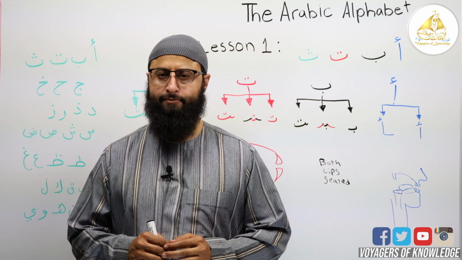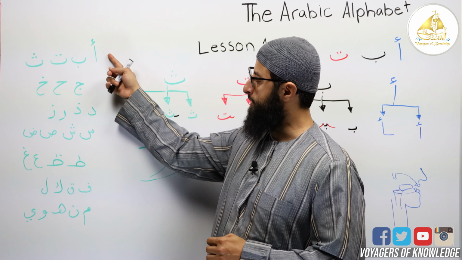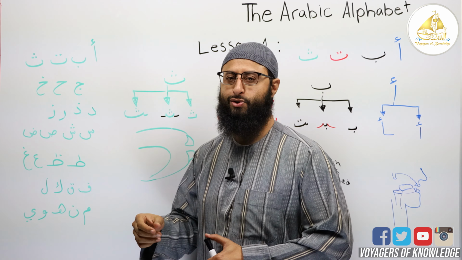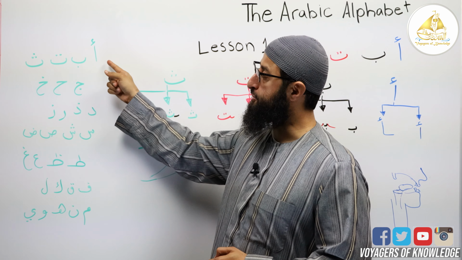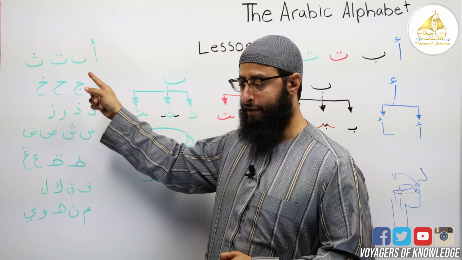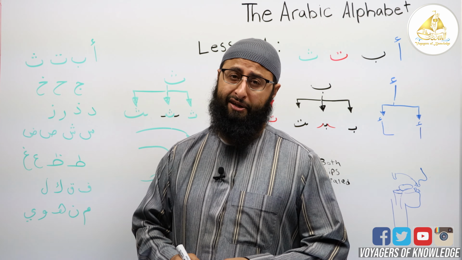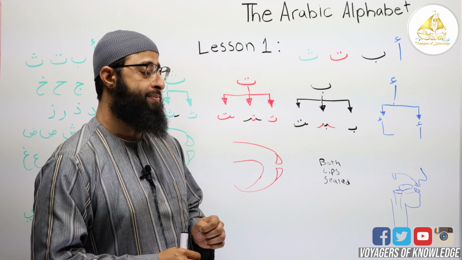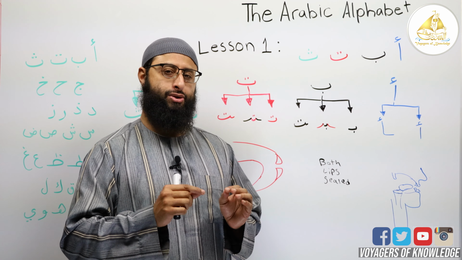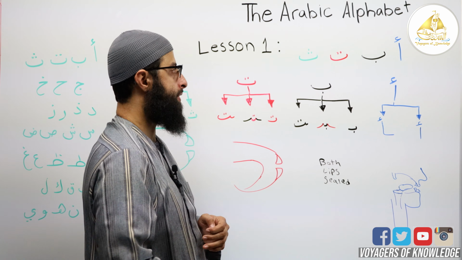Before we begin, I want you to take a look over here. Look at these letters. Here we have the 28 letters written in Arabic from the beginning to the end, starting with the alif and ending with the ya. There are 28 letters in the Arabic alphabet. Remember that. Also, remember that Arabic is written and read from the right to the left.